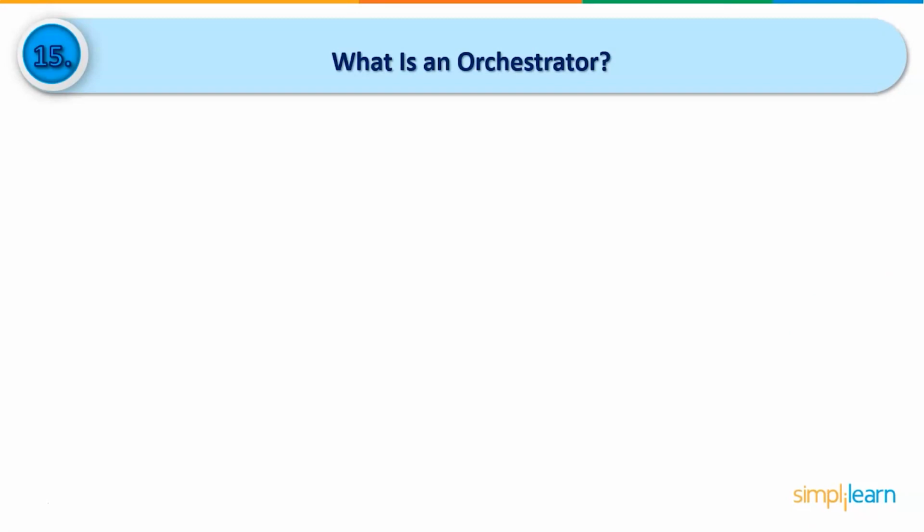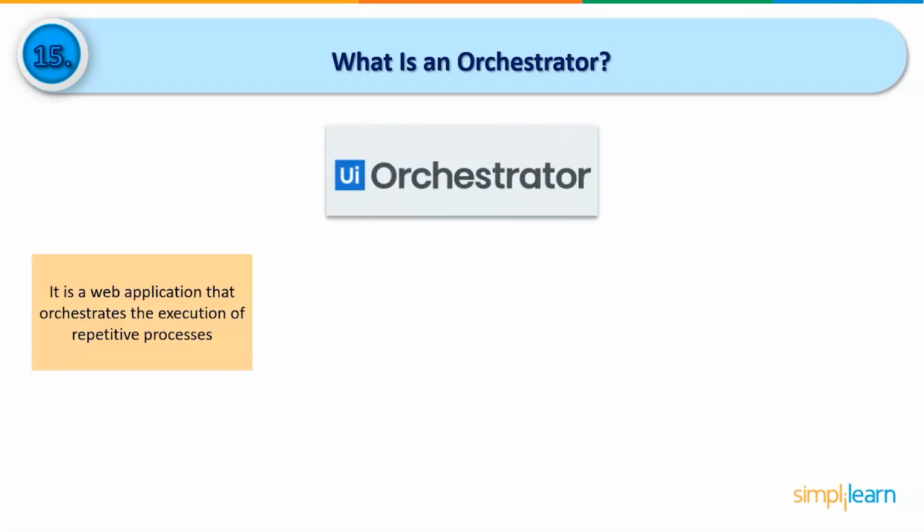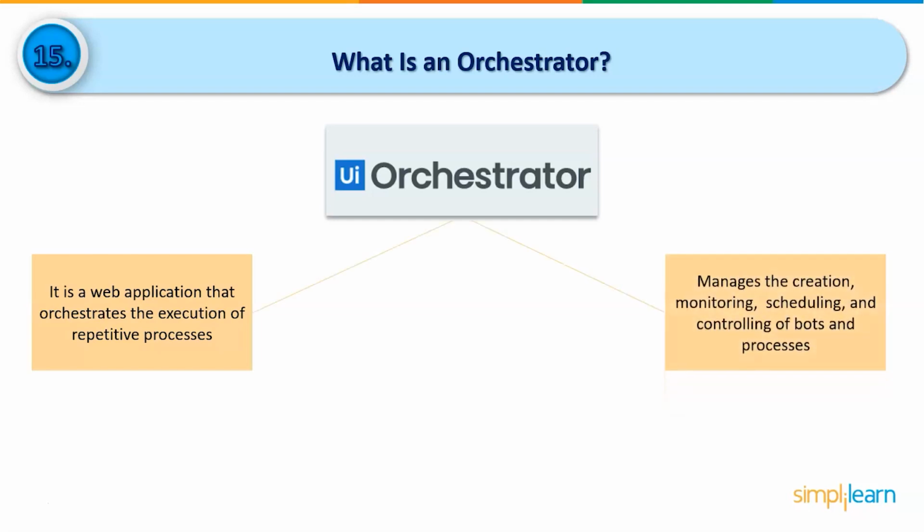What is an orchestrator? UiPath Orchestrator is a web application that orchestrates the execution of repetitive processes. It manages the creation, monitoring, scheduling, and controlling of bots and processes. It can manage the entire robot fleet.